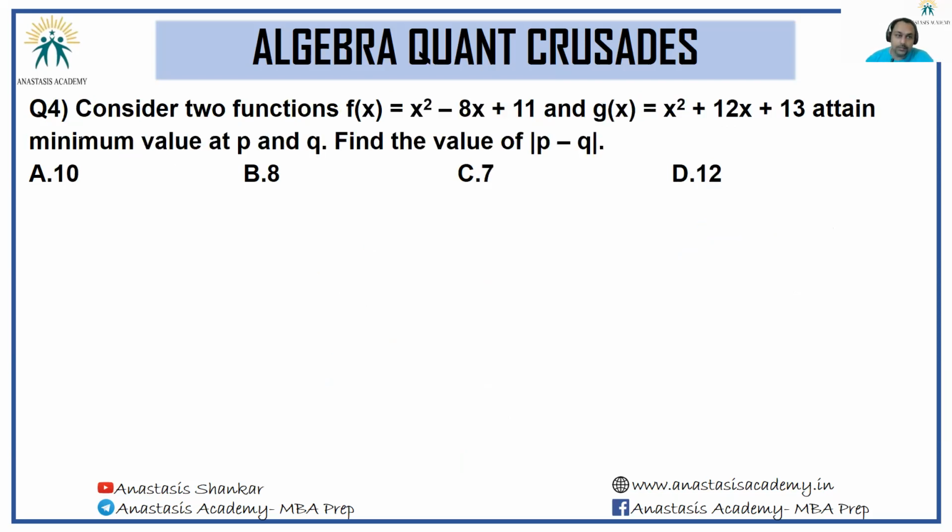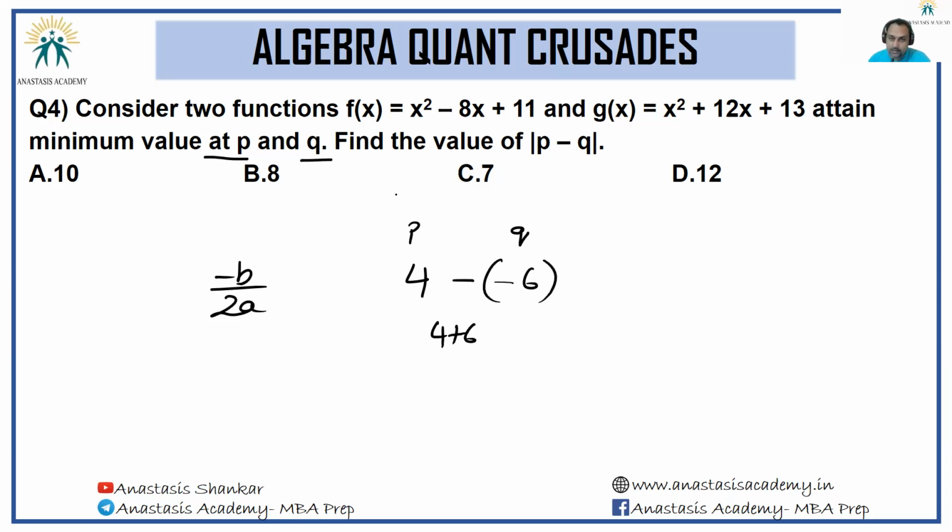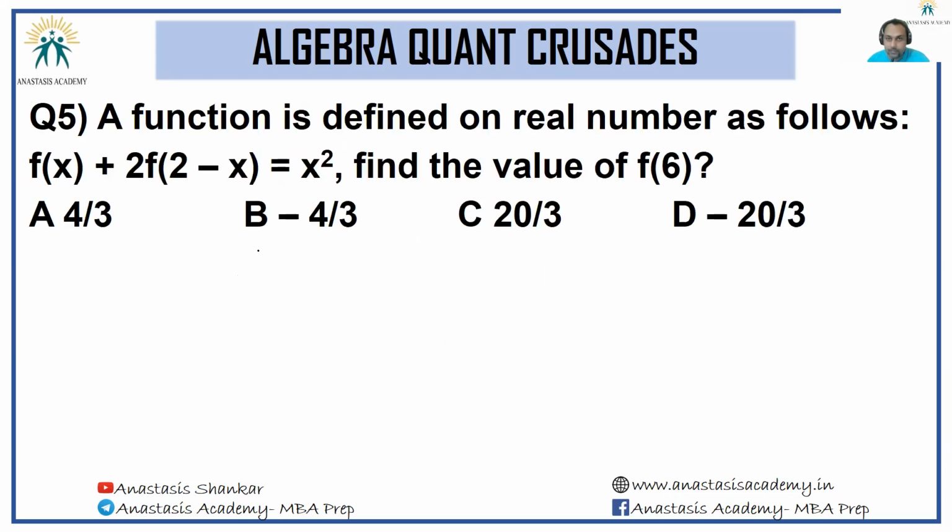Okay. Next question. Consider the two functions f(x) = x square minus 8x plus 11 and g(x) = x square plus 12x plus 13, which attain minimum value at P and Q. So if it is attaining at P and Q, it is attained at minus b by 2a. So for the first expression, it would be at 4. For the second expression, it would be at minus 6. Finally, this is P, this is Q. We need P minus Q. So it will turn into 4 plus 6. Final value, 10.